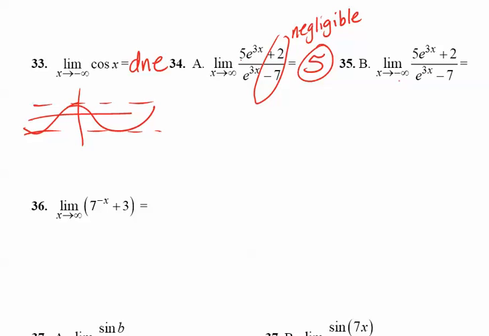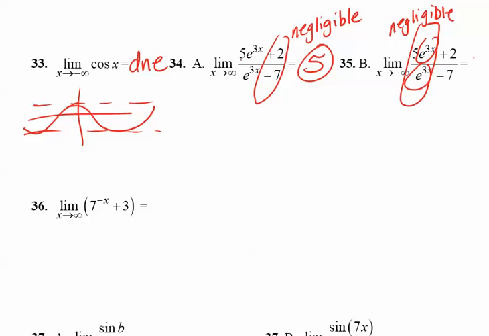When x goes to negative infinity, however, that changes the game here because now our exponents will be negative. So e to a very negative exponent becomes closer and closer to 0. So now these are the two terms that are negligible.